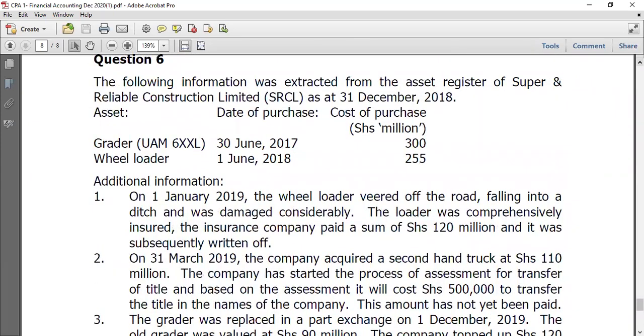So I'm going to start now on the additional information. Whatever I read, I post accordingly. So we have this asset, a disc grader, that was bought on 30th June 2017, and it was bought for 300 million. Okay, and then we have this wheel loader that was bought on this date, and it has 255.